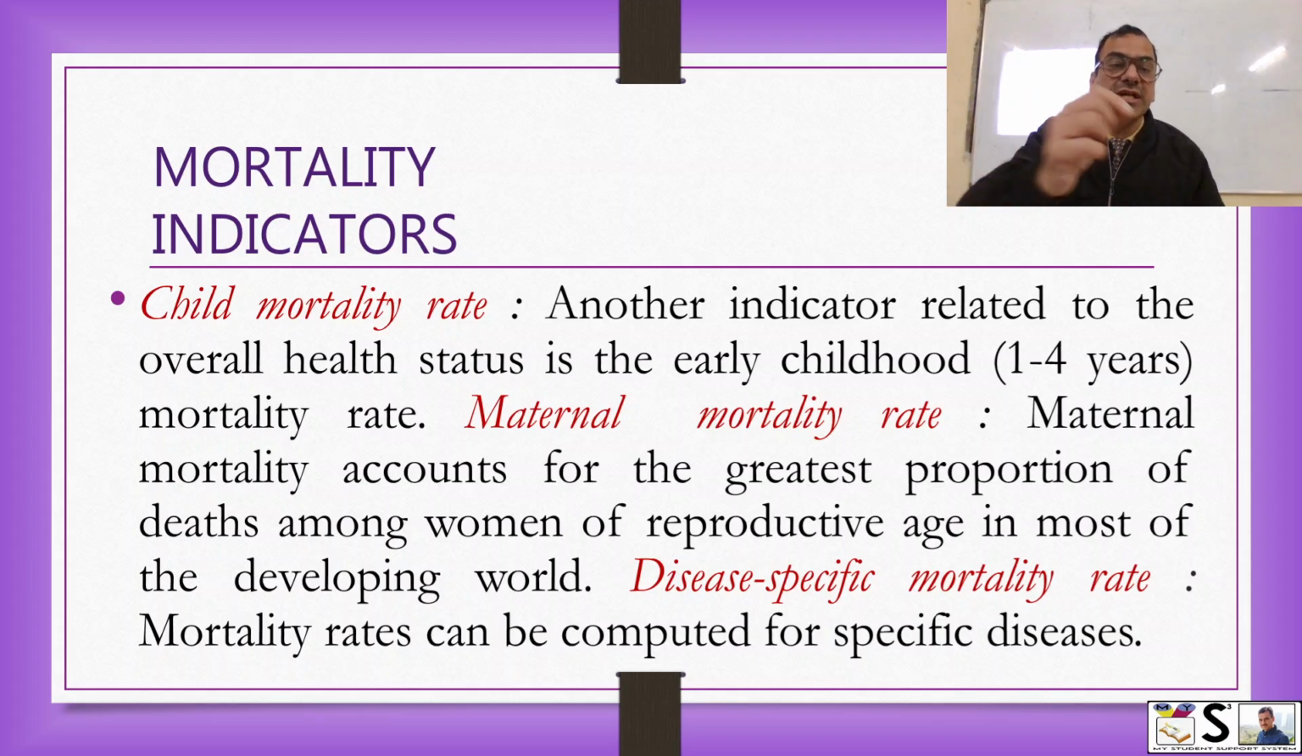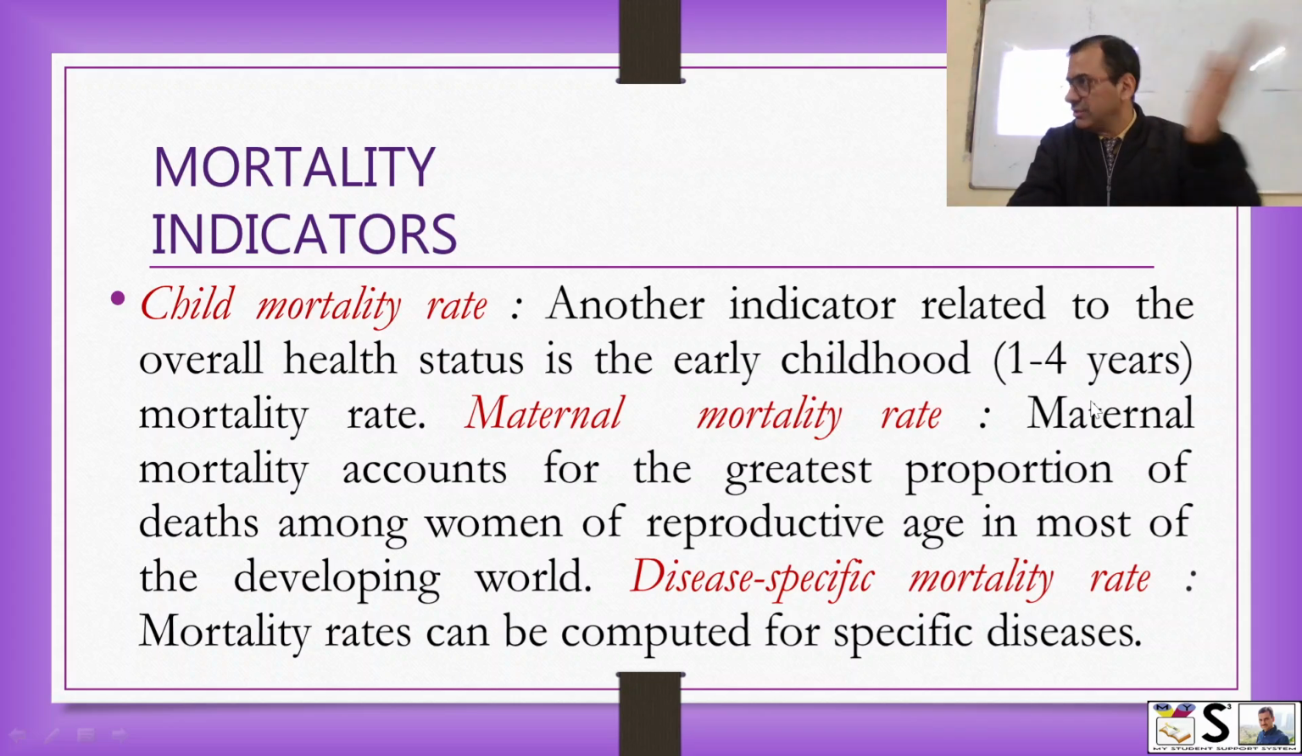Then there is another mortality indicator, that is child mortality rate. Again it is an age specific rate, and in child mortality rate we calculate the deaths of children from 1 to 4 years. Infant is up to 1 year, and then 1 to 4 years is child mortality rate. Then one more specific death rate is there, maternal mortality rate.